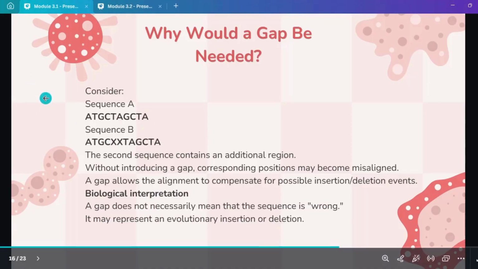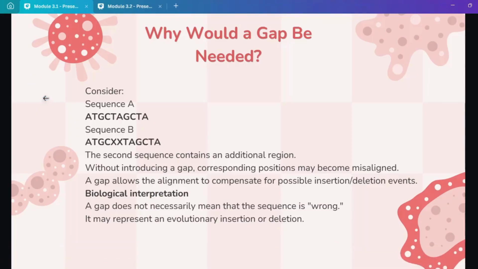Now, why would a gap be needed? Consider these two sequences: ATGCTA, and sequence B, ATGCXXTAGCTA. This second sequence contains an additional region. Without introducing a gap, corresponding positions may become misaligned. So a gap allows the alignment to compensate for possible insertion or deletion events.